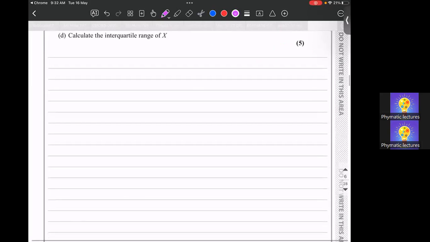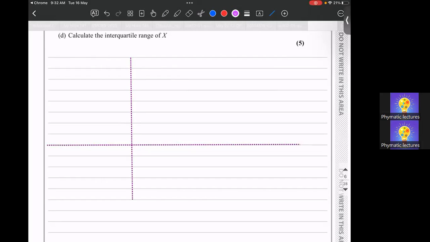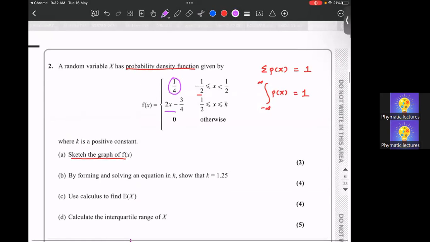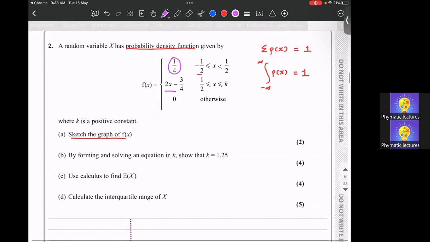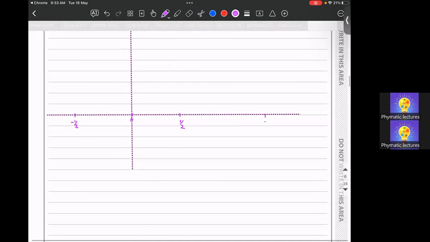So how will you do this question? First of all, we draw our x and y axes, and this is 0. It starts from minus 1/2, so this is minus 1/2, this is plus 1/2, and then 1/2 to k. We don't know the actual value of k, so we will mark these points: minus 1/2, 1/2, and k.